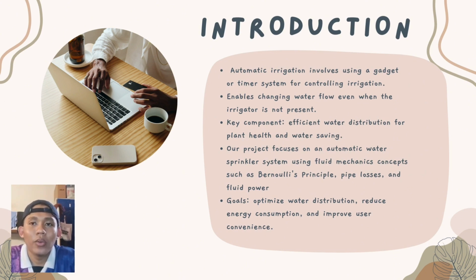Okay. For our product, it is automatic irrigation involving a gadget or timer system for controlling the irrigation. This project enables changing water flow even when the irrigator is not present. The key component for our project is efficient water distribution for plant health and water saving.